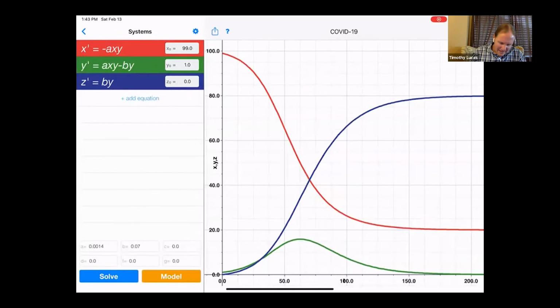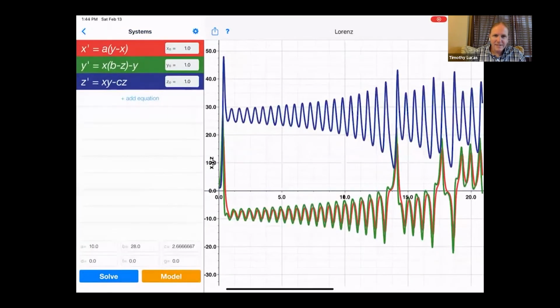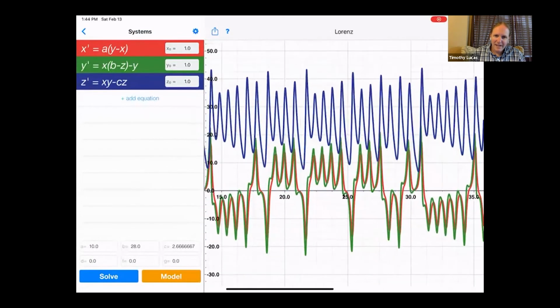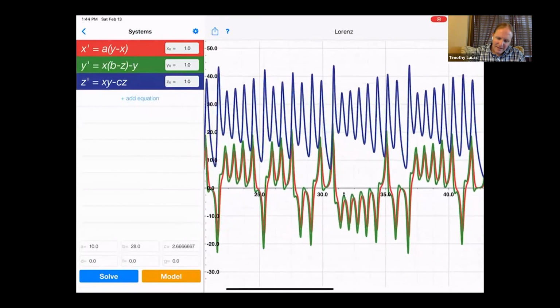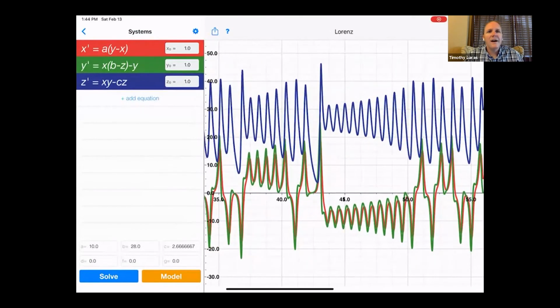just to show you that it's robust. I'll put up a Lorenz attractor just so you can see that it solves these things in real time, and they can scroll through the solution. So the systems activity is something they use a lot for, say, their projects.